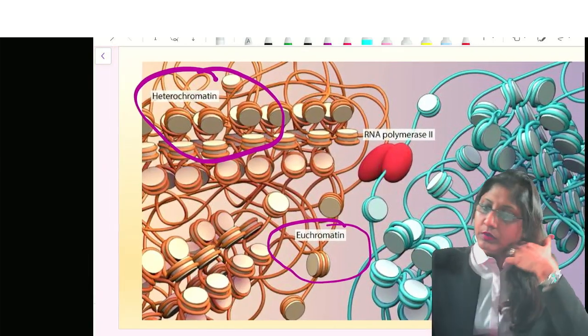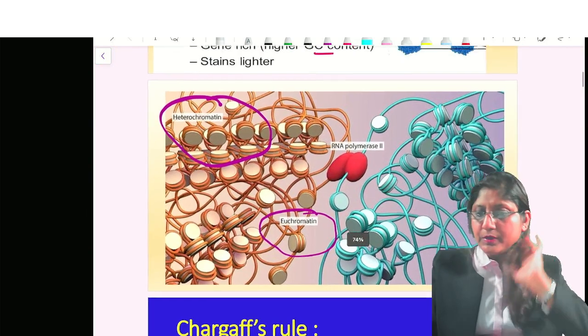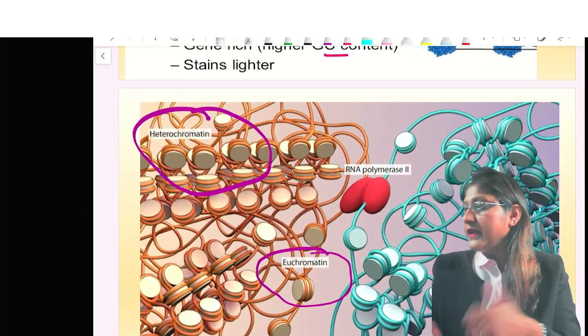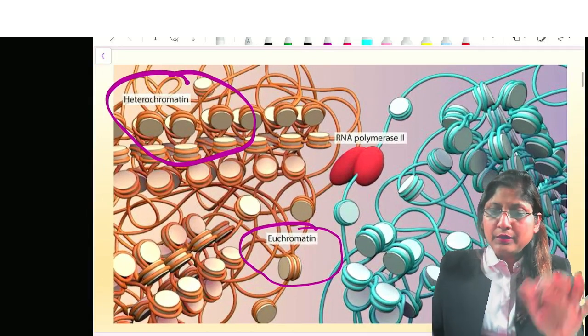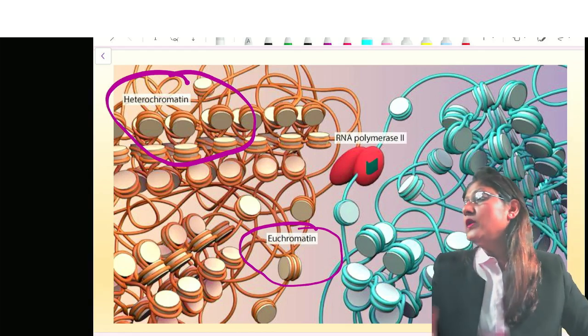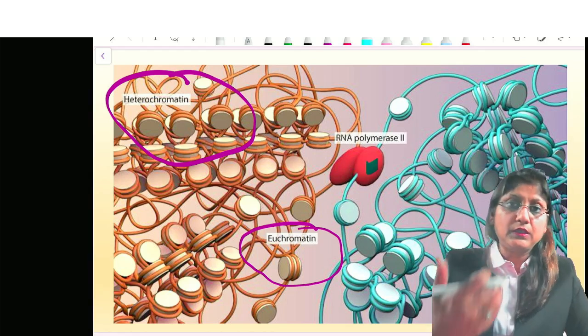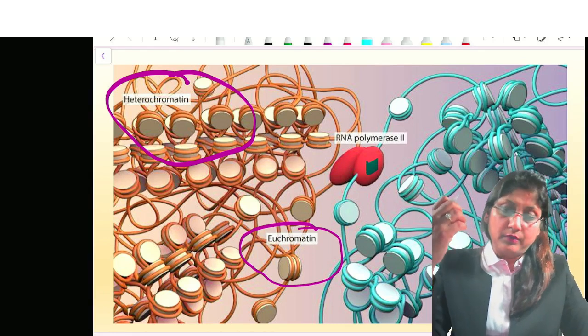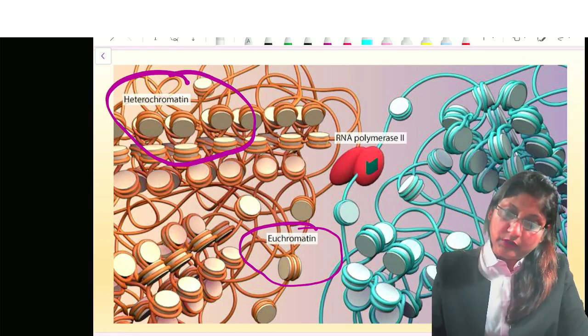And coming to next aspect, this is a beautiful picture, but it's conveying the same information which I have just told you, that enzymes like RNA polymerase and all, they are having easy approachability in the euchromatin area and they express the gene easily.